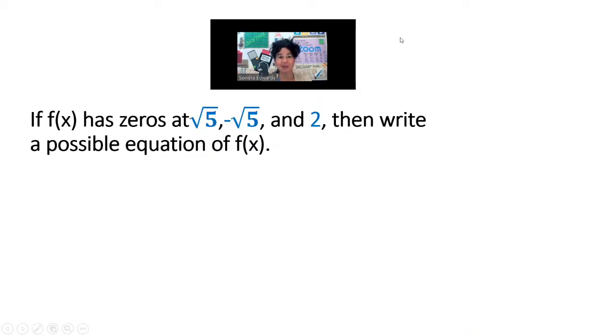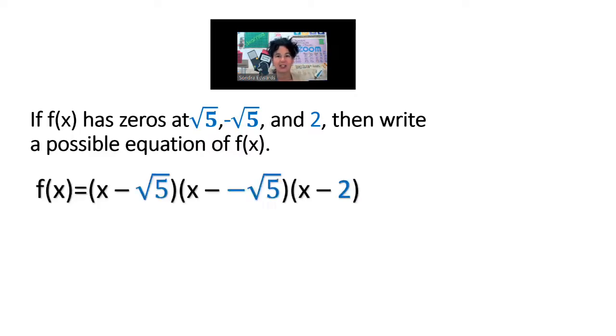One last example of this type. Here we have 3 zeros. I wanted to go with a square root. It's not that much more challenging, but sometimes just seeing a root scares you. So let's have these zeros. x minus each one of these is a factor. So I have x minus root 5, x minus a negative root 5, and x minus 2. I'm going to multiply it together so that I can have my final function in expanded form.